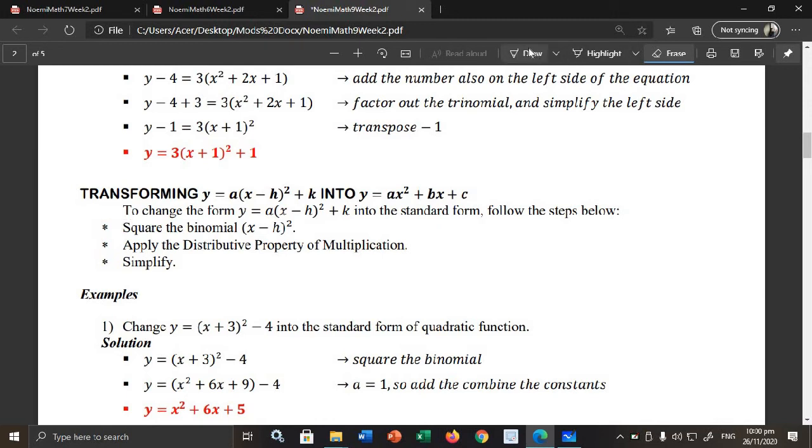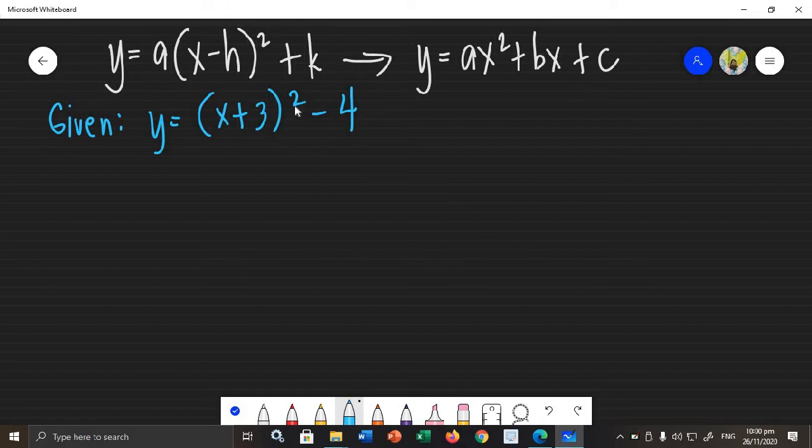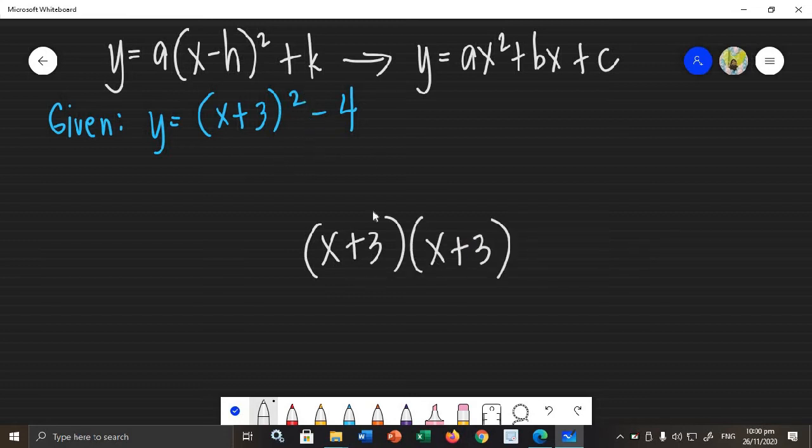So, kanina, as you can see, we need to complete the square. Now, we need to square the binomial. So, how do we square binomials, Ma'am Noemi? You can solve this using the FOIL method. Kaso, i-rewrite nyo pa siya like this. So, x plus 3 squared is the same as quantity x plus 3 times quantity x plus 3 kasi dalawa. Pwede nyo gamitin yung FOIL method for you to square the binomial.